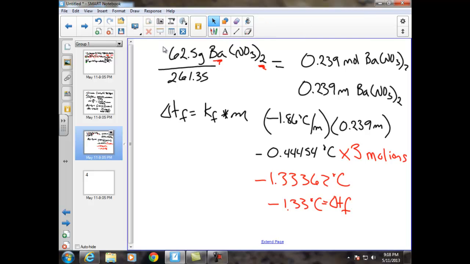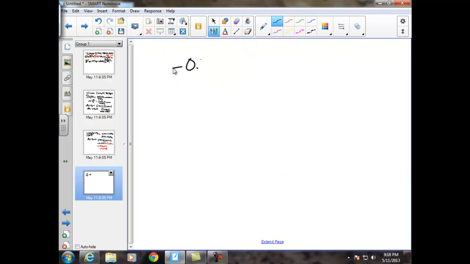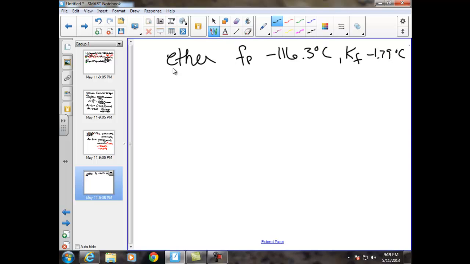Now let's say we weren't using water. Oops, sorry, I'm getting ahead of myself. Let's say we're going to do this in ether. Ether has a normal freezing point of negative 116.3 degrees Celsius, on chart page 448. And its freezing constant is negative 1.79 degrees Celsius per molal concentration. So I have to change my numbers.